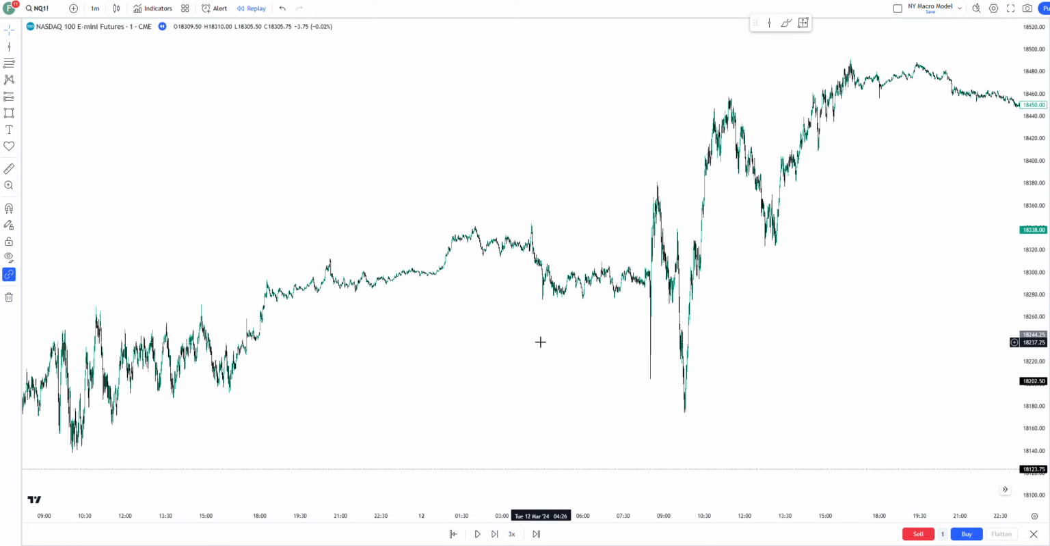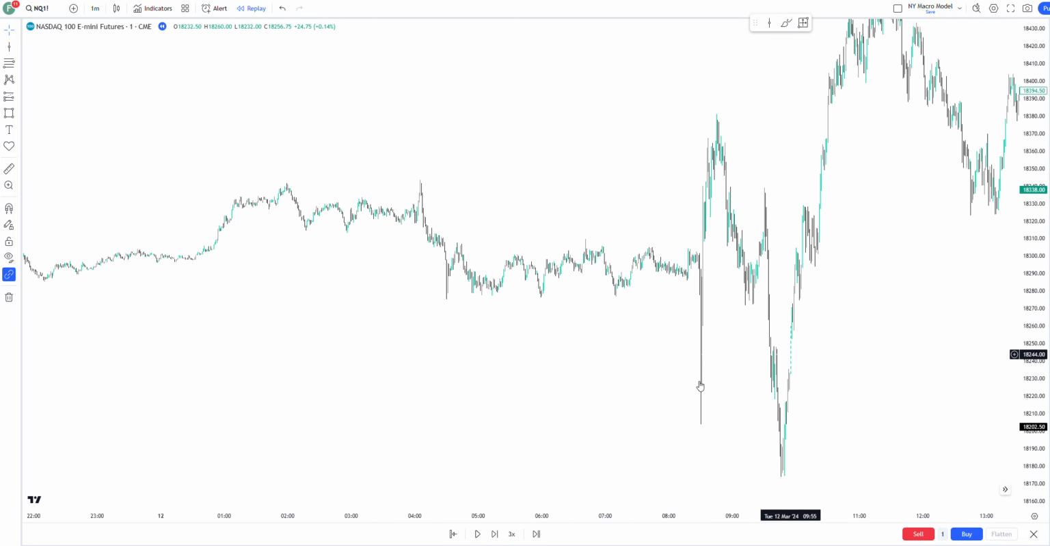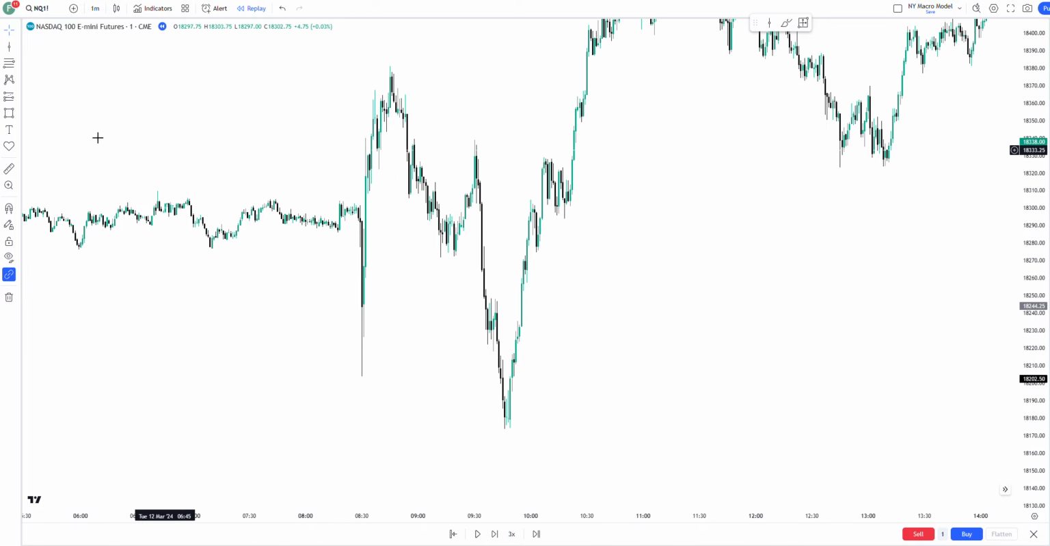Let's have a look. Here's another little example. So let's have a look. 950 to 1010. So where's 950? 950 is here. 1010 is somewhere here. We raid liquidity actually before the macro. The macro creates this massive balanced price range. And then we have opportunities to enter long.